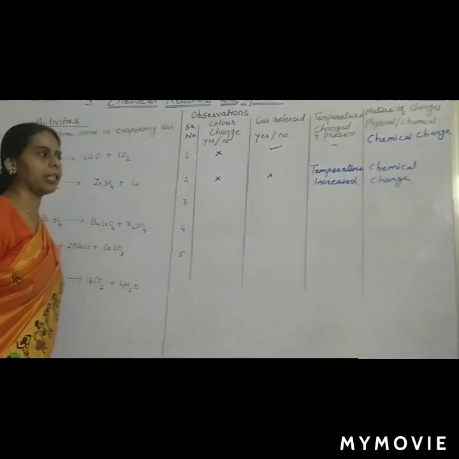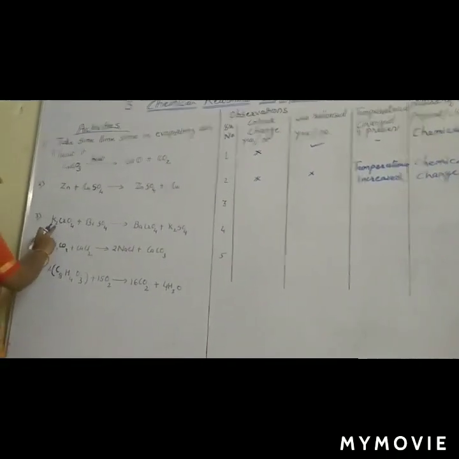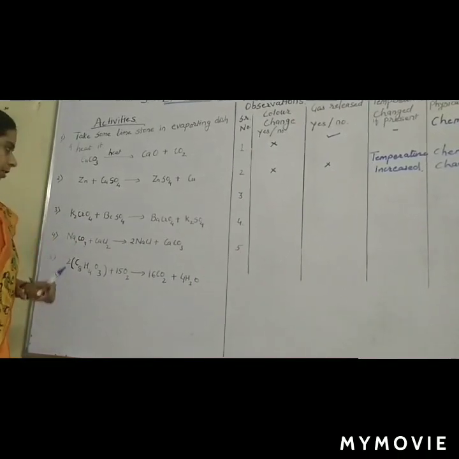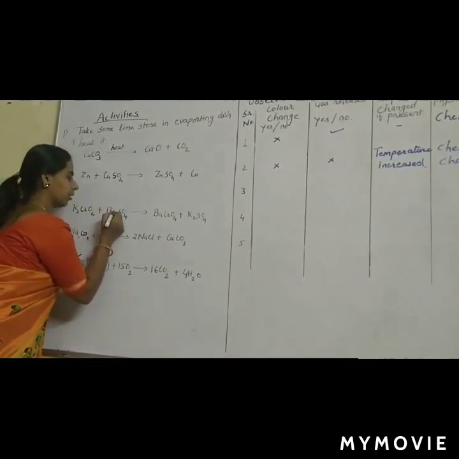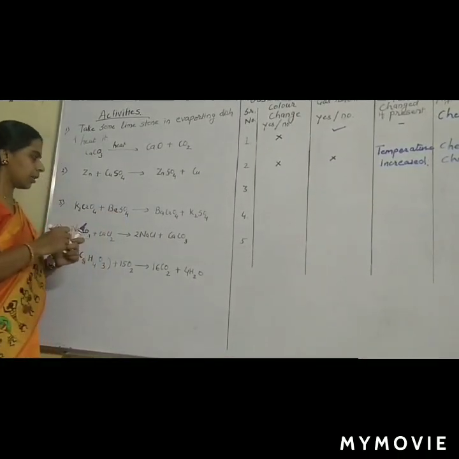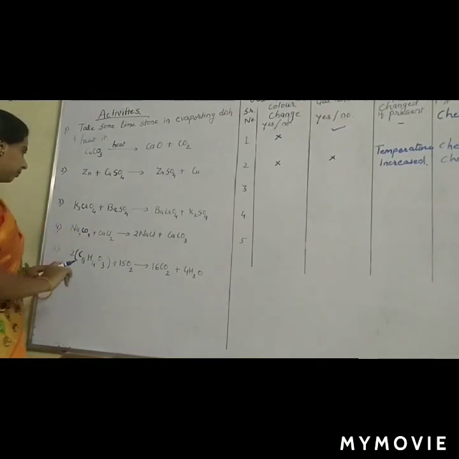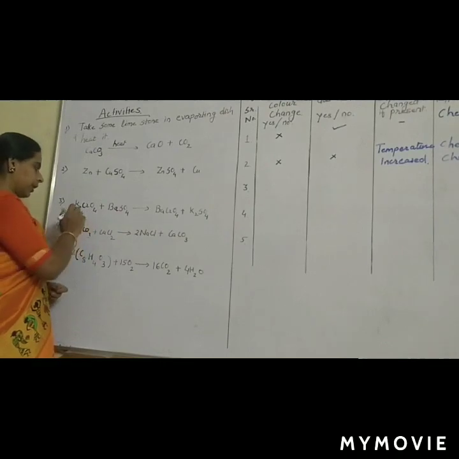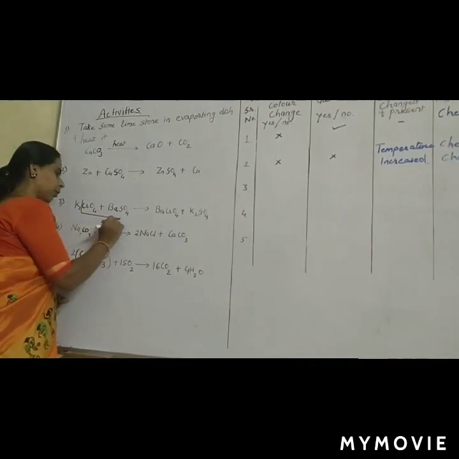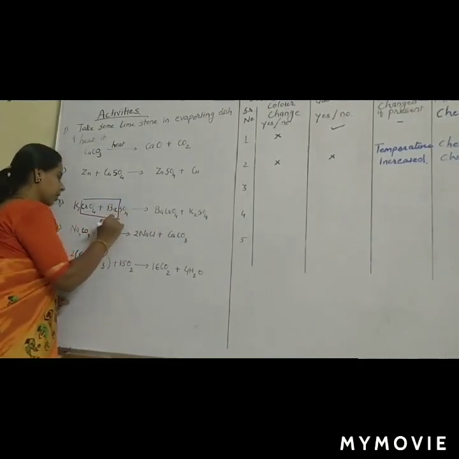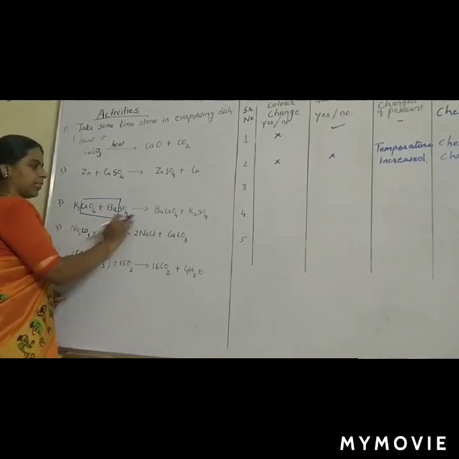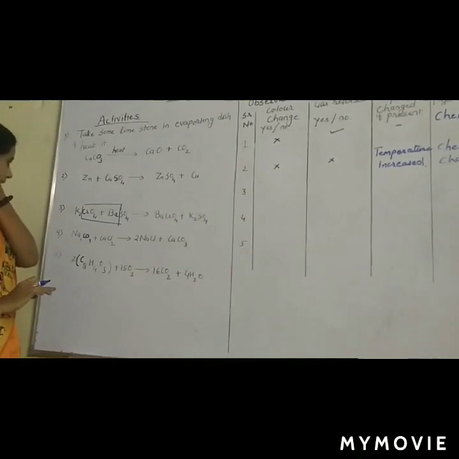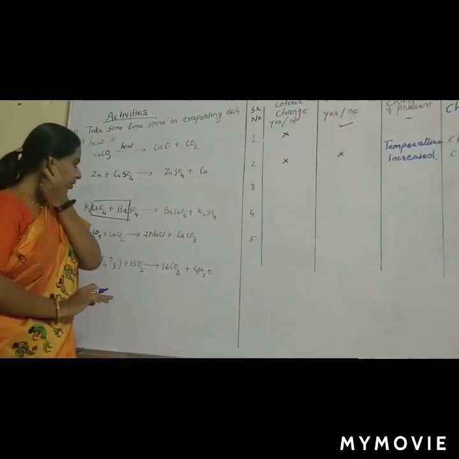Now we will see the third activity, that is potassium chromate added to barium sulfate. This is the formula of barium sulfate. During that reaction, barium combines with chromate ions and forms barium chromate. And what is left? Potassium combines with sulfate ions and forms potassium sulfate. So we will see their observations.